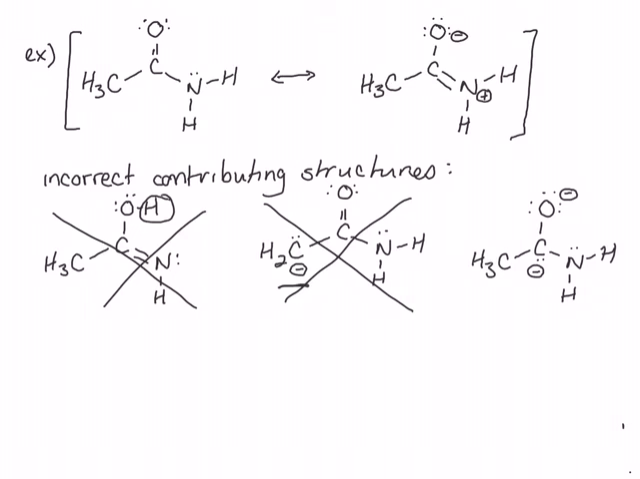This structure is also not a valid contributing structure to the original structure that I drew. And the reason is it violates the first rule: it has extra valence electrons. The other way that we can tell it has extra valence electrons is that its overall charge is -2, which indicates that we've gained electrons. So this is not a valid contributing structure. What about this structure?